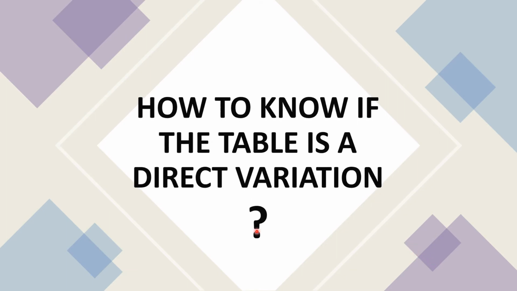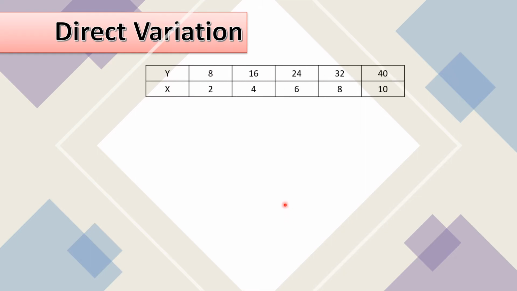How to know if the table is direct variation or not? Okay, sa direct variation, laging tandaan kapag tumataas yung isa, dapat pataas din yung isa. Check natin itong table number 1. We have X and Y column. We have 8, 16, 24, 32, 40. That is the Y. Then, pataas siya. 2, 4, 6, 8, 10. Pataas din siya. Therefore, yun yung ating first thing na dapat i-consider.